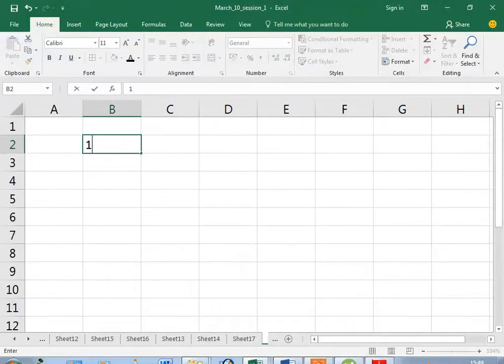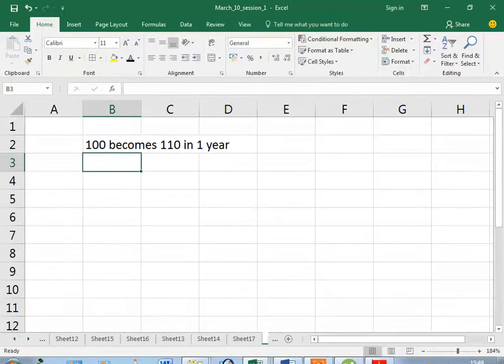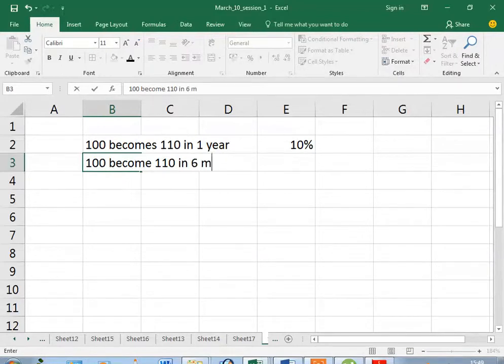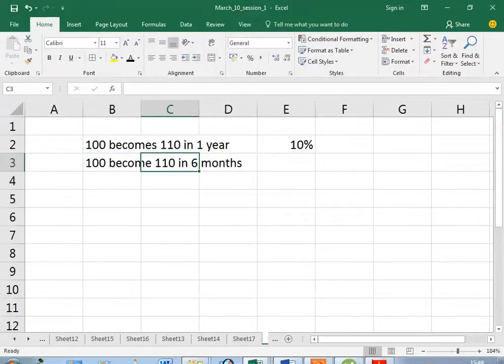100 becomes 110 in 1 year. Can you tell me what is the rate of return earned? 10%. Clear? So this is equal to 10% return. 100 becomes 110 in 6 months. What is the rate of return? 20%. Clear? Any doubts on this?